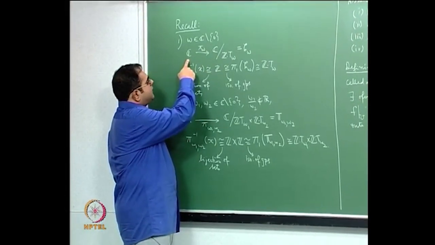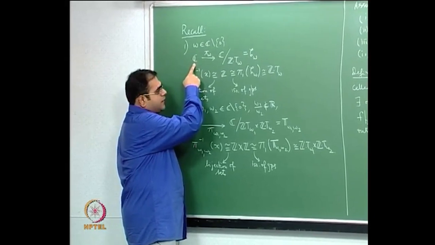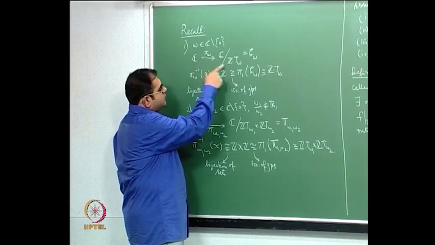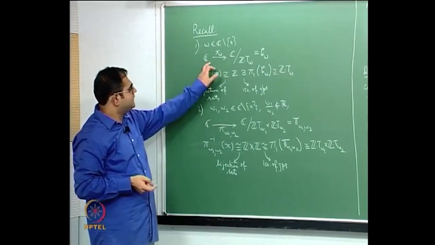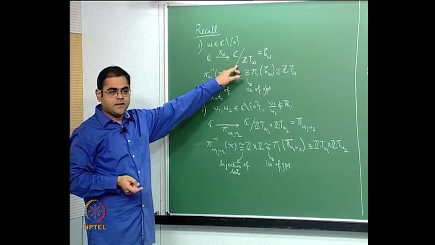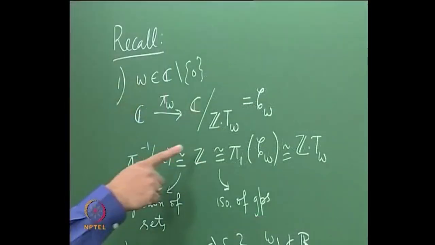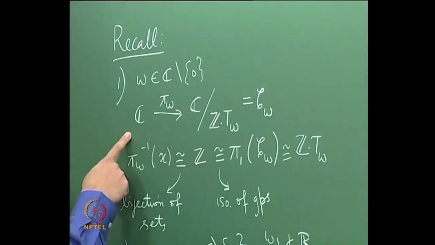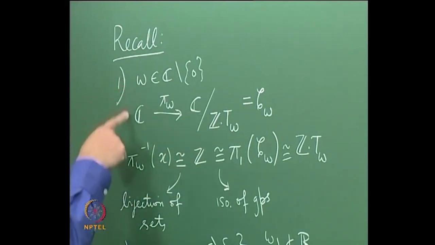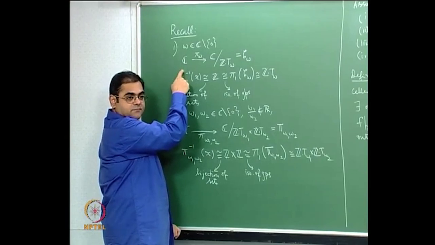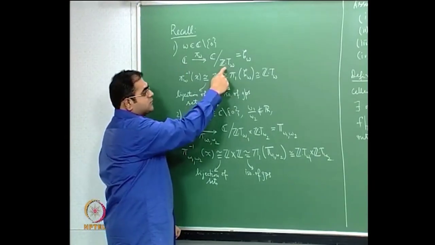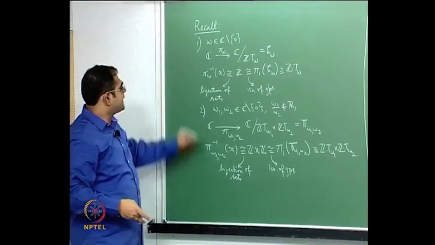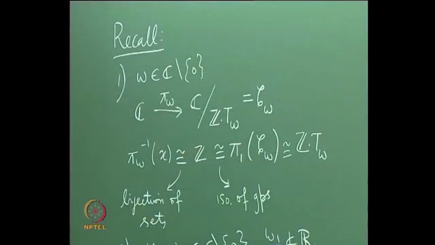So if I start with an open set here, I take its image there, then you can check that this is an open set. And why is it an open set? That's precisely because of the quotient topology, because its inverse image will be all translates of the original open set I started with, by this group, and all these translates are open. So that is the reason why the image of an open set is open. The same thing happens here.